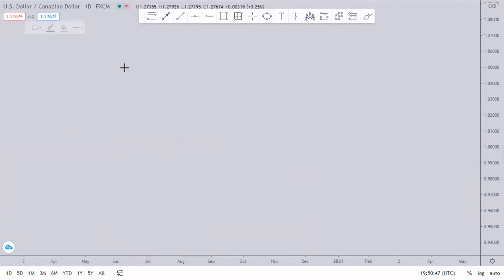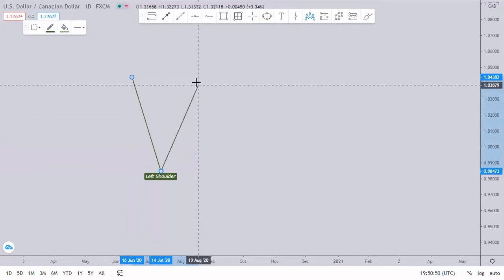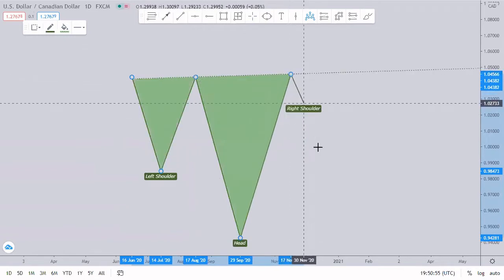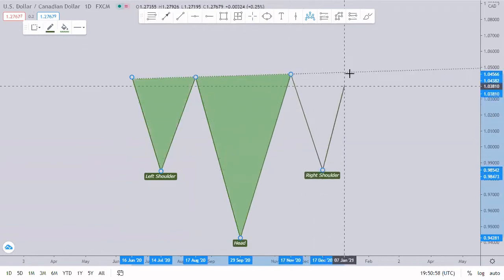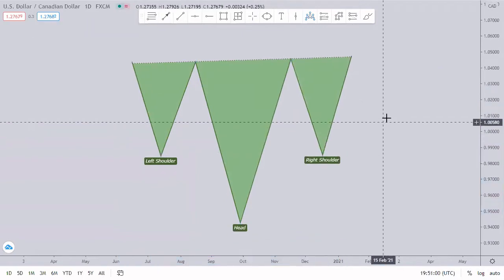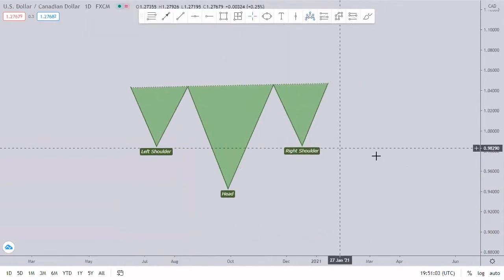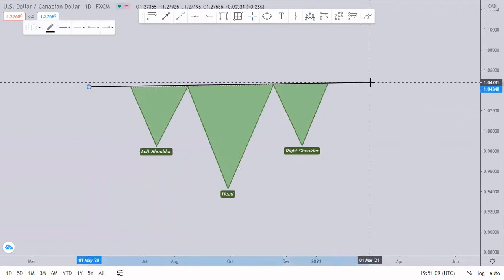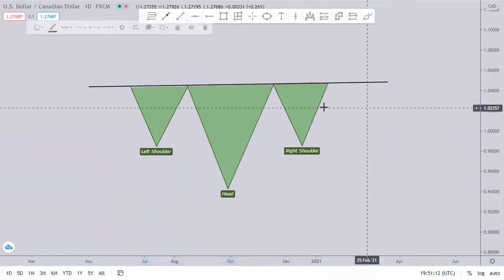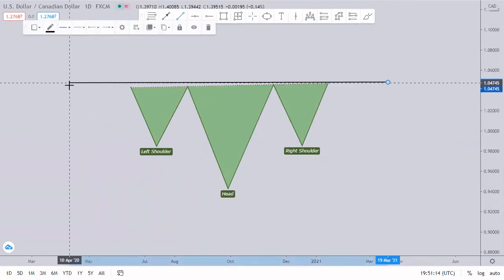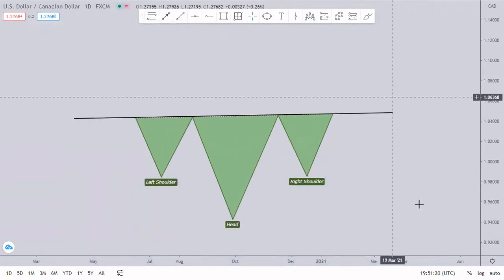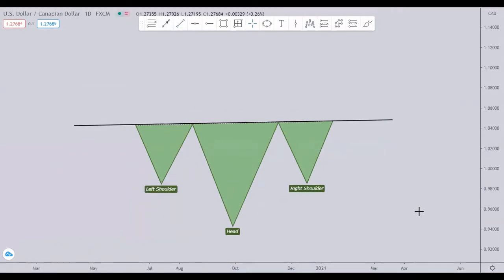Let me do it properly. Something like this. Good. So this is the inverse head and shoulder pattern. Once again, this point is referred to as the neckline. That is the neckline. So just like the head and shoulder pattern, this is the inverse head and shoulder pattern. Simply the head and shoulder pattern turned upside down.